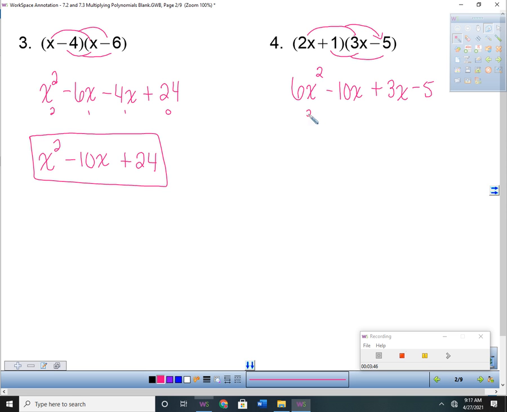Same thing, degree of 2, 1, 1, and 0. So I'll start with the 6x squared. Negative 10x and the 3x will make negative 7x. And then minus 5.